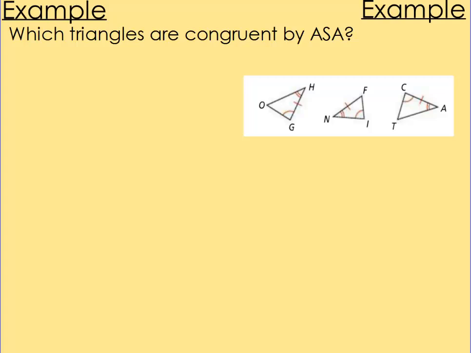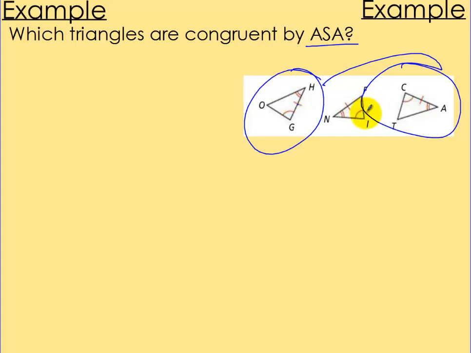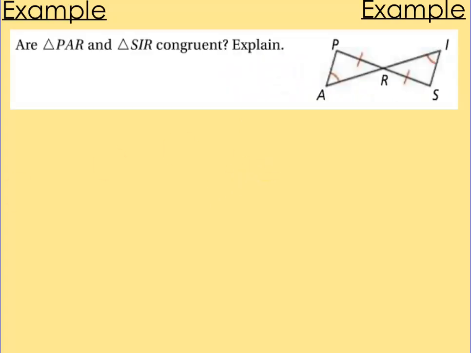Alright, which triangles are congruent by angle side angle? So angle, side, angle. So angle 1, side 1, angle 2. Okay. Angle 1, angle 2, side 1. Nope, that doesn't match that. Then we have angle 1, side 1, angle 2. So these guys and this one are congruent. This middle one's not in the right order. So those two are congruent. Alright, pause the video.